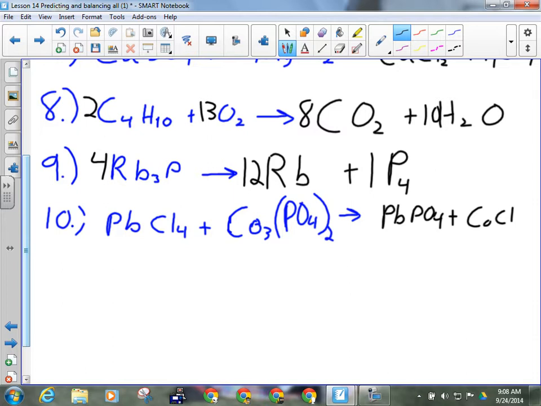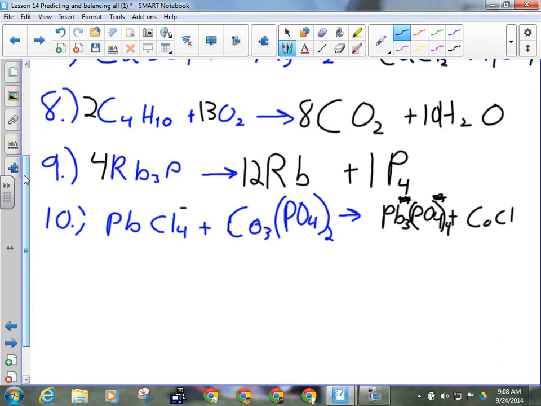So I go back over to this side. Which lead am I dealing with? Lead 2 or lead 4? Lead 4, right? If this is a -1 and there's 4 of them, this had to be a +4. All right, so this is +4. Phosphate is -3, right? Yeah, okay. So we go Pb3, PO4, 4. Right, so that's a bit of a mess, but that's what we got to do for that swap and drop.